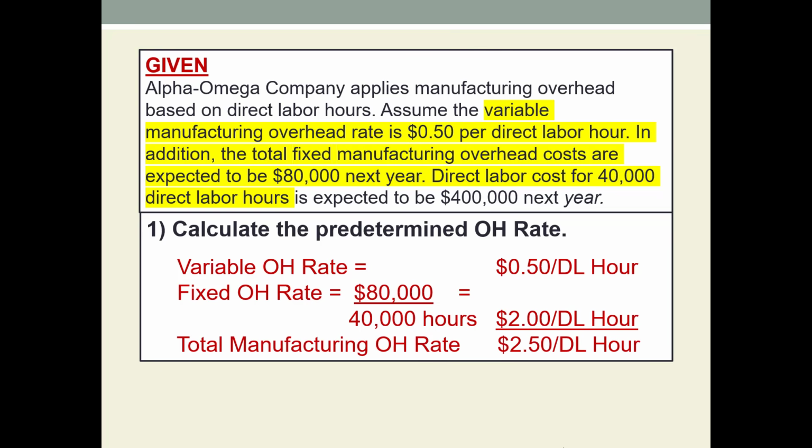The total manufacturing overhead rate is $2.50 per direct labor hour. So this means that this company believes that every time a labor hour is worked, they will pay the direct labor and they incur about $2.50 of factory rent, factory insurance, factory utilities, factory maintenance, etc. It is an estimate of the rate of incurrence of those overhead costs.